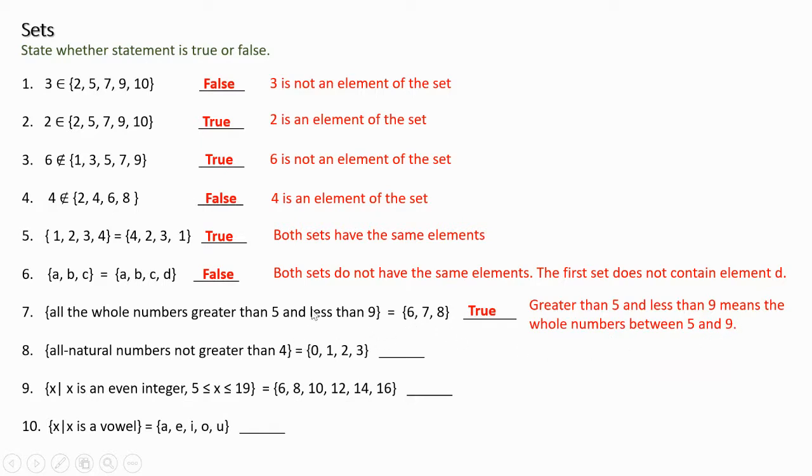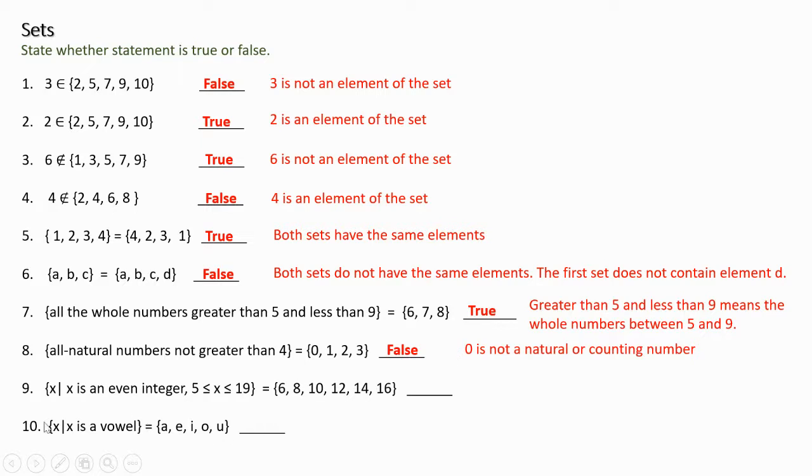Look at number 8. Be real careful with this one. Number 8, the set of all natural numbers not greater than 4. Is that true or false? False. Very good. It's false. Why? 0 is not a natural or counting number. Remember that the natural numbers start with 1.